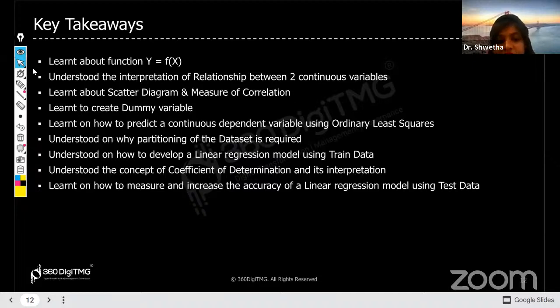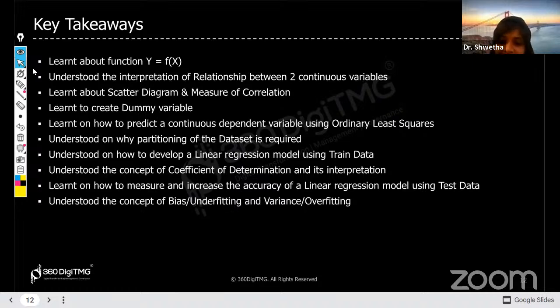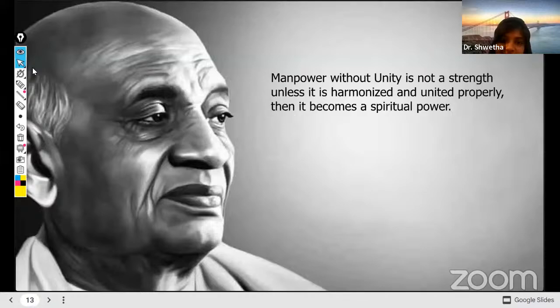Now, we also learned how to measure and increase the accuracy of a linear regression model using test data. If the accuracy is low, then we go for hyperparameter tuning and increase it. Then we'll understand overfitting and underfitting.